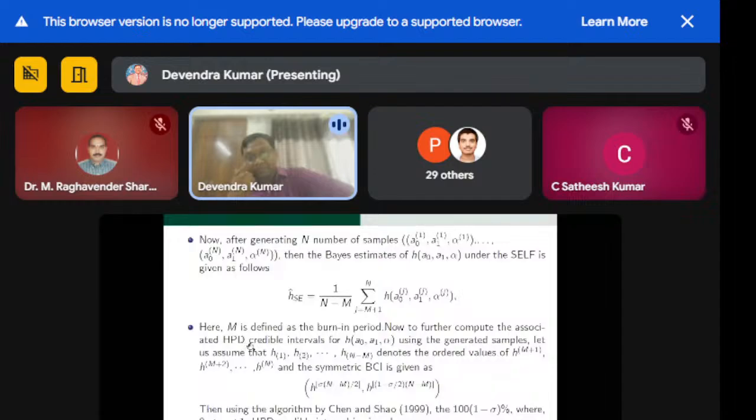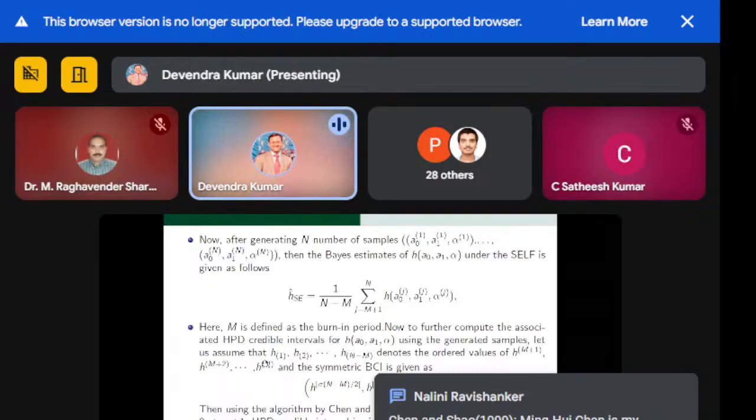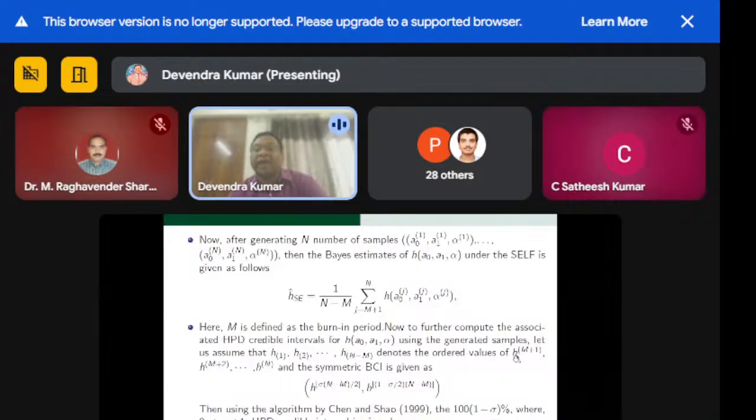Associated highest posterior density HPD credible interval for a naught, a1, alpha using the generated sample. Let us assume that h1, h2, up to hn minus m denote the ordered values of hm plus 1, hm plus 2, and so on up to hn. And the asymptotic confidence interval is given as this mathematical equation. Then using the algorithm by Chen and Shao 1999, the 100 times 1 minus sigma percent HPD credible interval, where sigma is less than 0.1, is given by this.